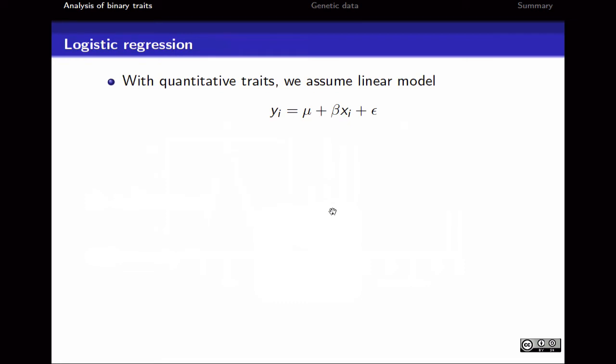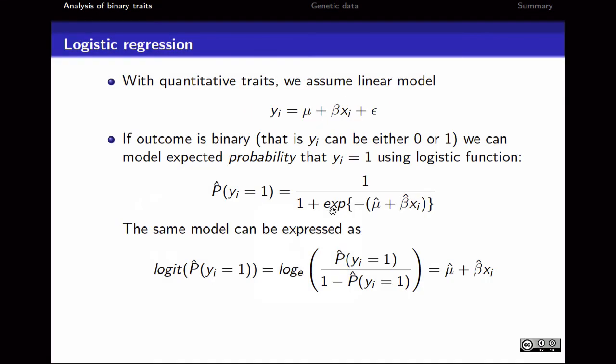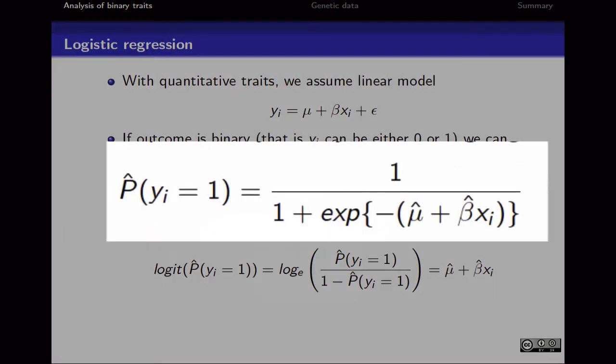So with quantitative traits, as we just considered, we normally would assume the additive linear model, where the value of the outcome is the sum of three effects: the constant, which is the same for the whole population, then the effect of the predictor, and then some random error. And this allows us to model a continuous distribution. If the outcome is binary, so our y could be either 0 or 1, we can model the expected probability that y is 1 using this logistic function.